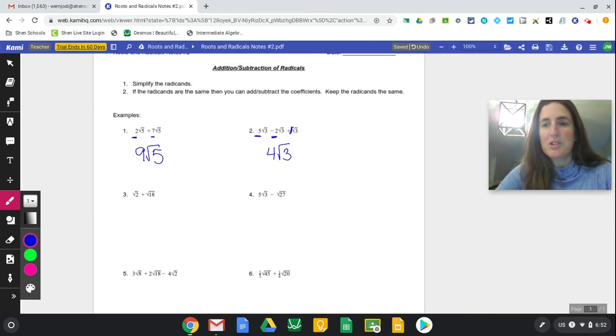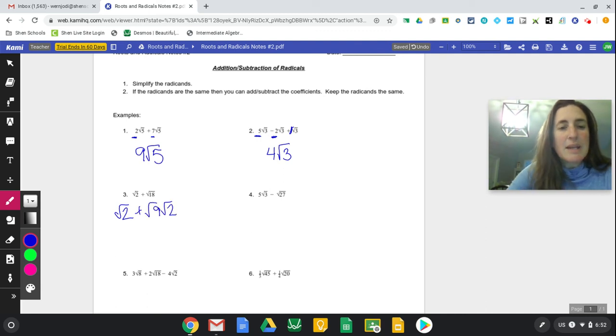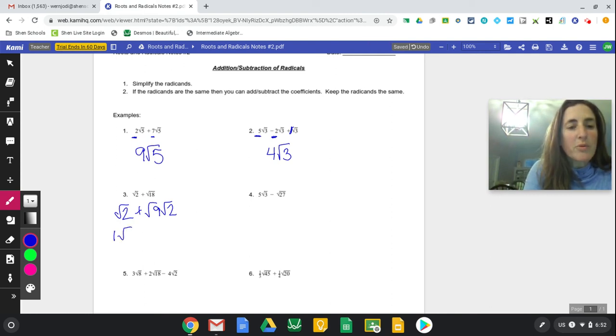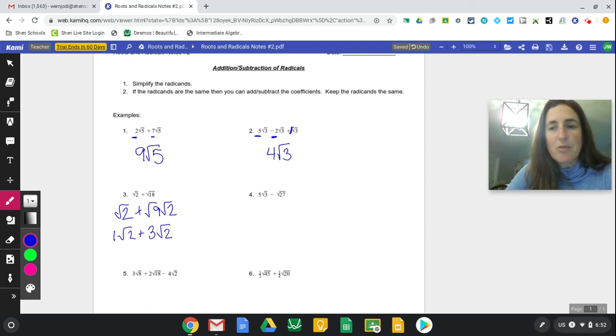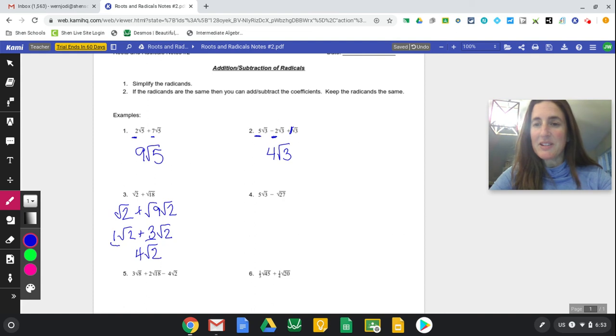Okay, now looking at the next 2 examples, they're not alike. One is radical 2 and one is radical 18. So what I need to do is simplify the radical 18. So I'm going to keep radical 2. I'm going to change this guy to the square root of 9 times the square root of 2, because 9 times 2 is 18, and 9 is a perfect square. So now this is like 1 radical 2 plus 3 radical 2, and now they're the same radicand because the square root of 9 was 3, and I keep my radical 2 the same. 1 and 3 make 4 radical 2, and that's my final answer.